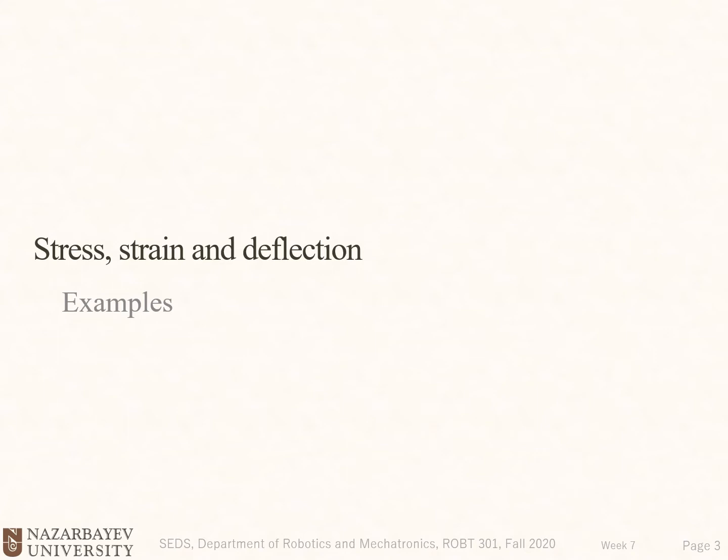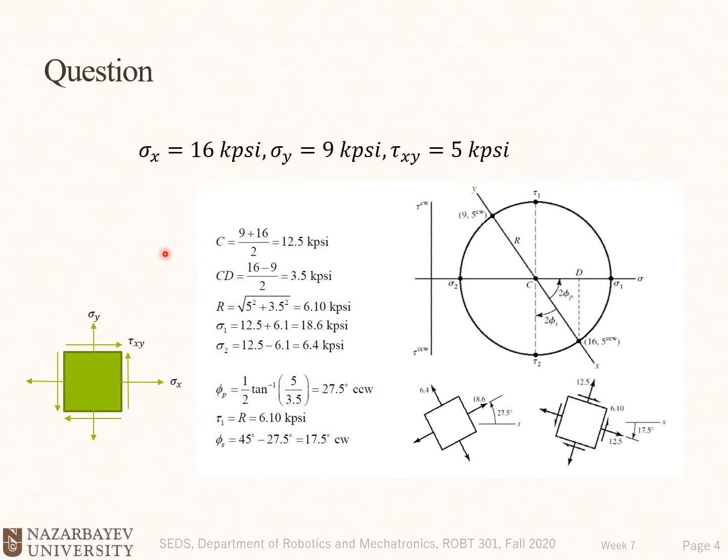So we'll continue with some examples to understand the materials we already covered so far. Question. We have a stress element with sigma x, sigma y, and tau xy of 16, 9, and 5 kilo psi, and psi is pound per square inch. And we want to find principal normal stresses and principal shear stresses, and find basically the angle of principal coordinate systems compared to the applied coordinate system.